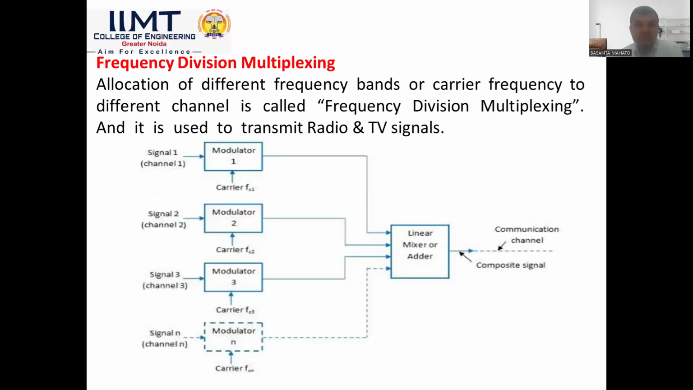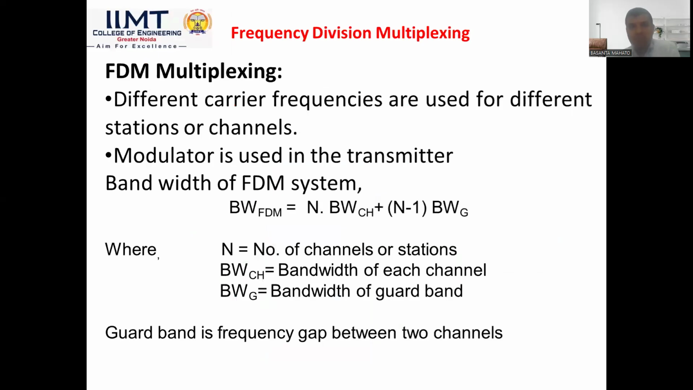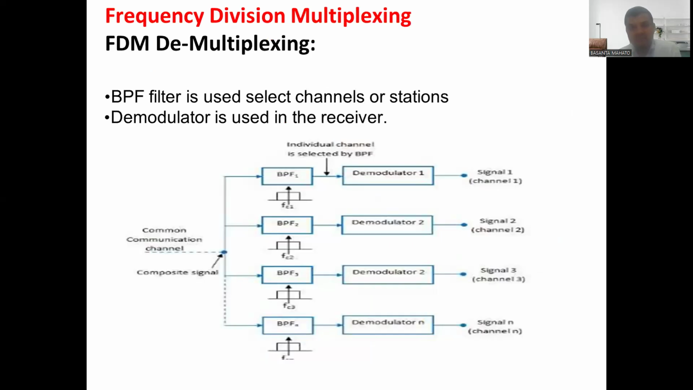Then we come to frequency division multiplexing. The frequency is divided, with allocation of different frequency bands to different carriers. Why do we do that? This is possible only because of modulation. So in an FDM multiplexer, different carrier frequencies are used at different stations of the channel. Modulation is used in the transmitter, and then we consider the bandwidth of FDM.